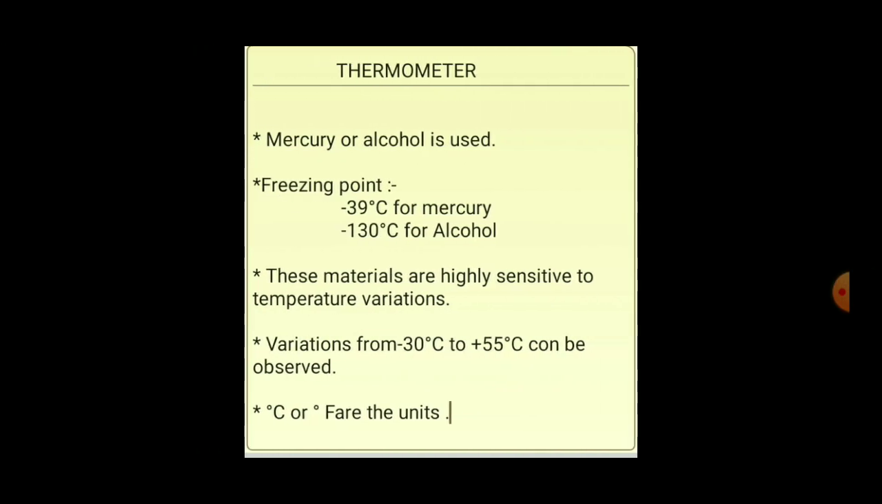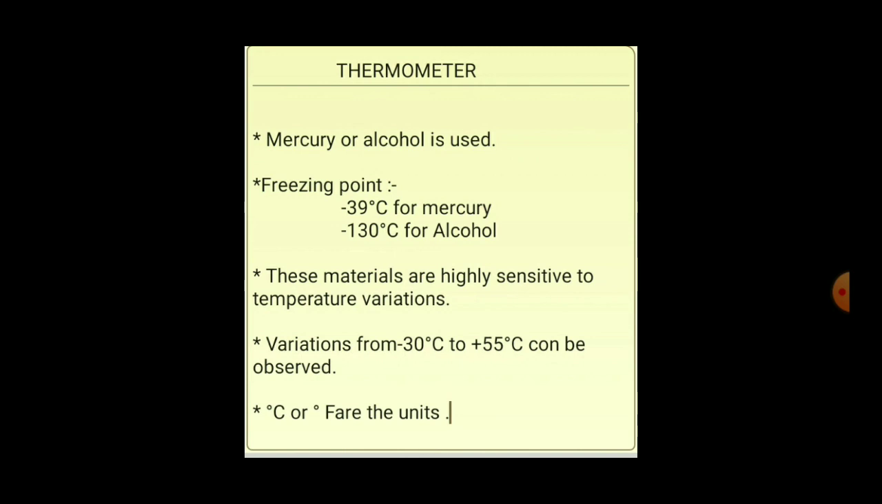There are different types of thermometers for measuring the temperature of the air. Basically, mercury or alcohol is used in the thermometer. The freezing point of mercury is minus 39 degrees Celsius and that of alcohol is minus 130 degrees Celsius. That means at minus 39 degrees Celsius, mercury will turn into solid. Otherwise, till this temperature, mercury will be in liquid. Alcohol will become solid at minus 130 degrees Celsius.